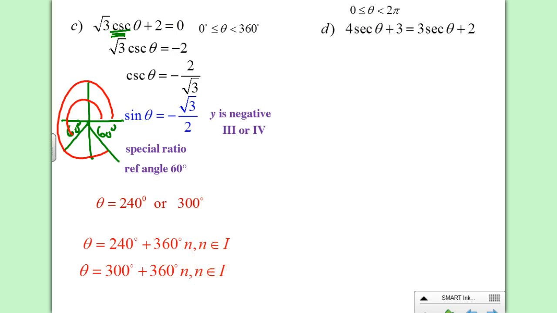Uh-oh, gotta watch. Notice the restriction is 0 to 2 pi. And that's important for 2 reasons. It's radians, obviously, but also you have to watch.